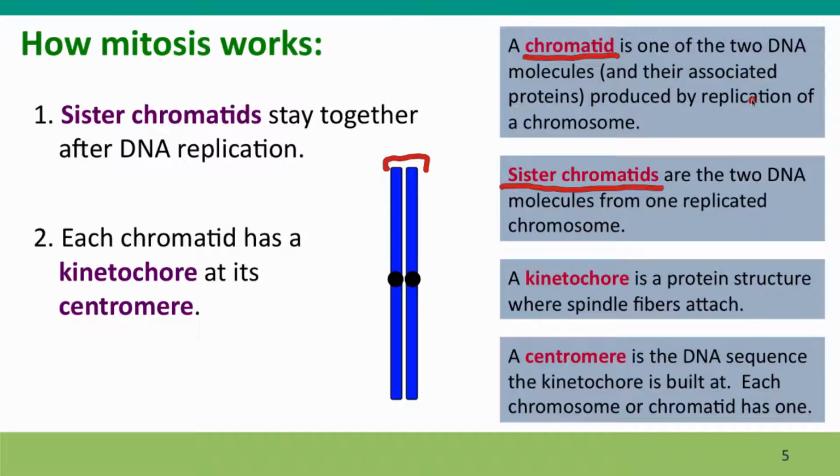And then the next event is actually a structure: each chromatid has a structure called the kinetochore at a place called its centromere. So the kinetochore is a protein structure where the spindle fibers are going to attach to pull the chromosomes apart. And the centromere is the DNA sequence that serves as the site where the kinetochore forms. So each chromosome or chromatid has a centromere, and they're usually indicated either by a little dot on the chromosome or by some sort of constriction in the chromosome.